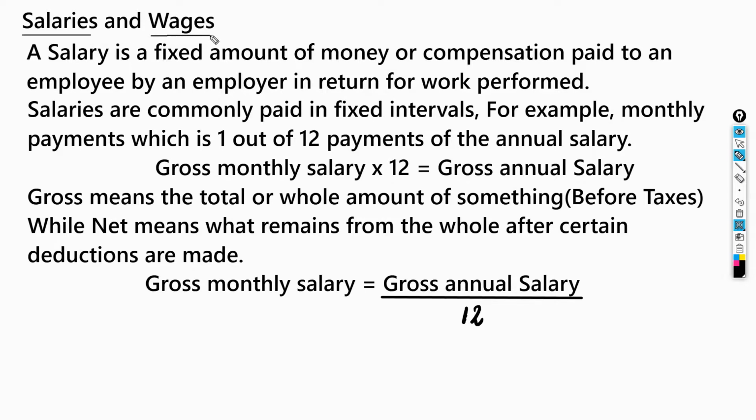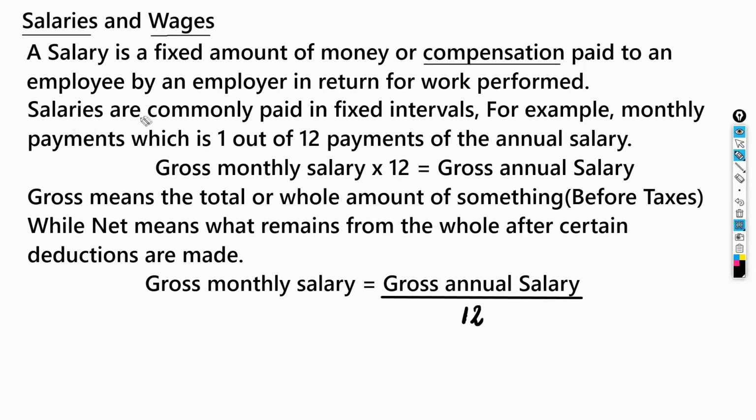And this is a very important part of the syllabus. This is where you're likely to get a question from. A salary is a fixed amount of money or compensation paid to an employee by an employer in return for work performed. A typical example is you go and work a summer job, and they pay you $10,000 a week, and that's your salary. That's how much you're paid, your compensation for working that little summer job.